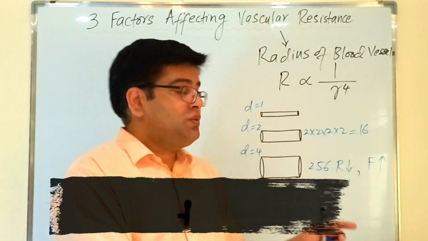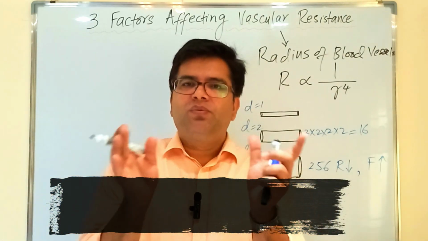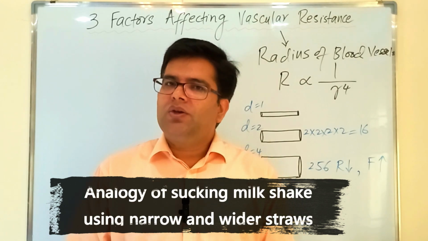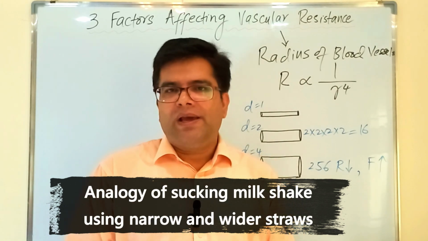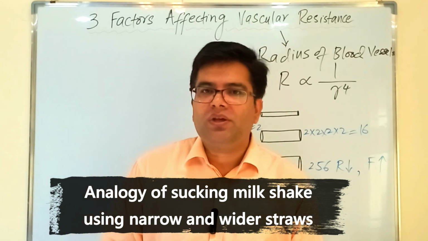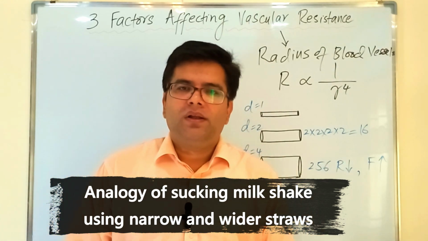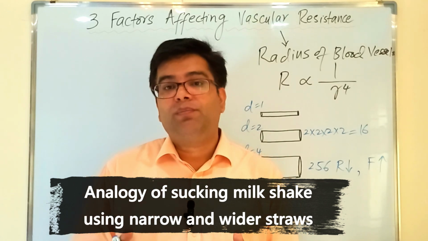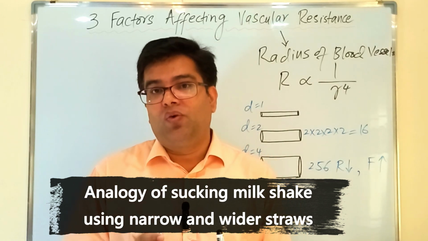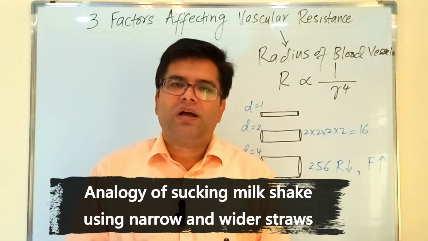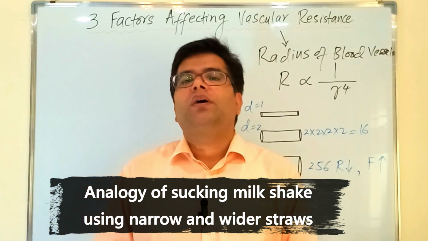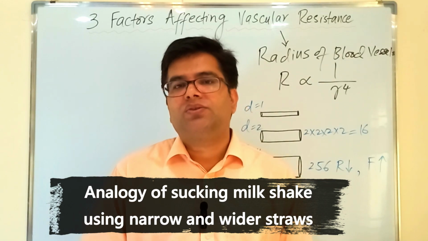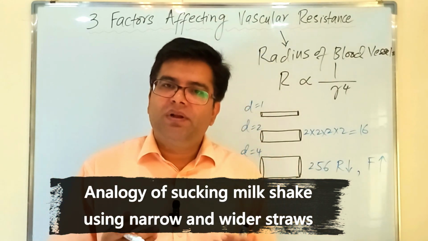So let's link it to a real life example. Let's suppose you are drinking a milkshake from a glass, and you have the option to use a narrow straw or a wider straw. Which straw do you think will help in sucking the milkshake at a faster speed? It will be the one with the wider bore. The reason is that a wider straw has more diameter and less resistance. So that's why you can easily suck the milkshake.